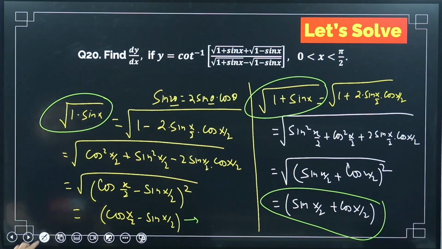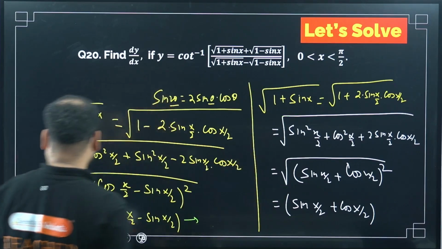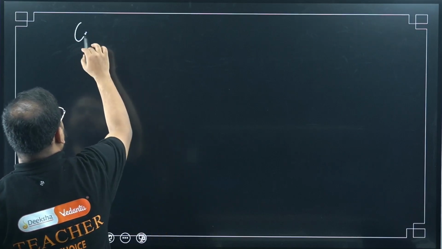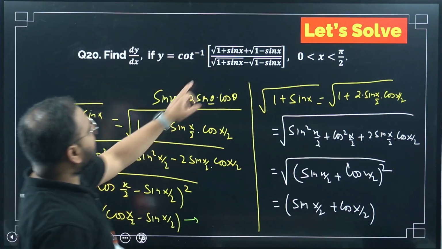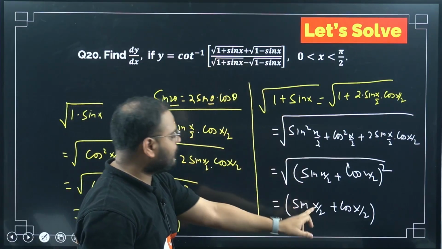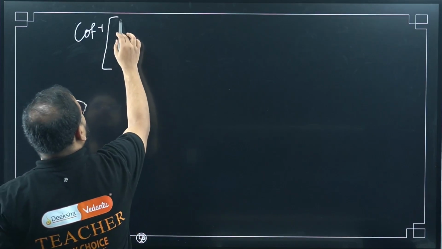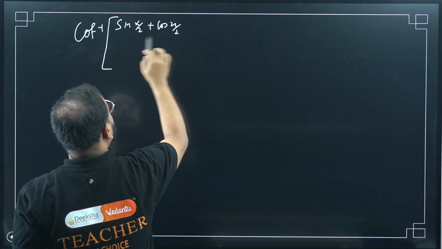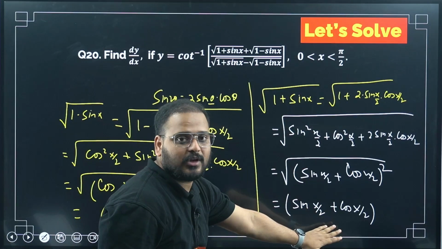Yes. Okay. Now let me quickly go ahead and solve the problem. Let me take the expression: cot inverse of. Now please check. In place of 1 plus root of 1 plus sin x, I can write sin x by 2 plus cos x by 2. Please check. Instead of this root, I am writing this part. Any problem? I just simplified.